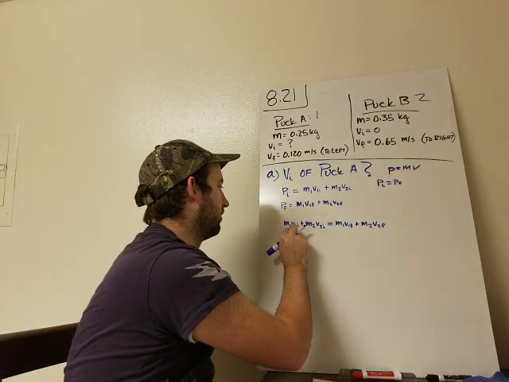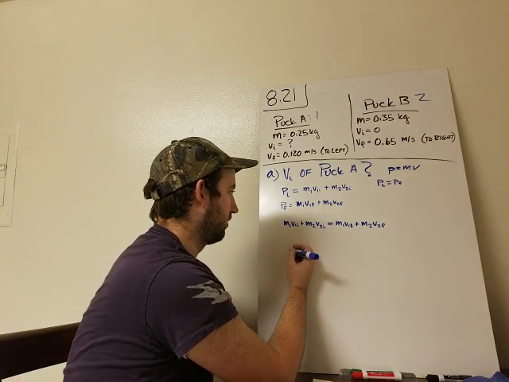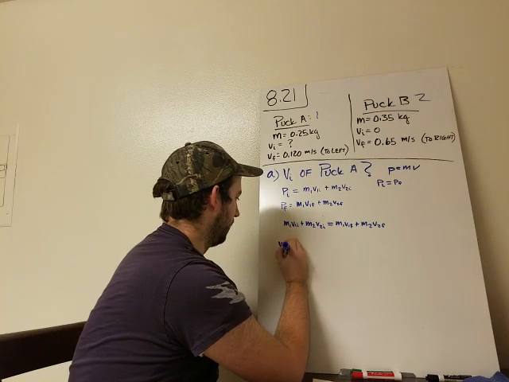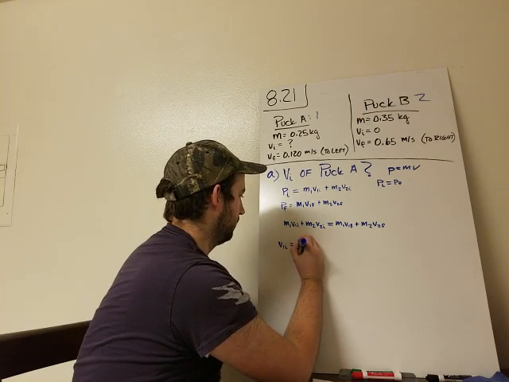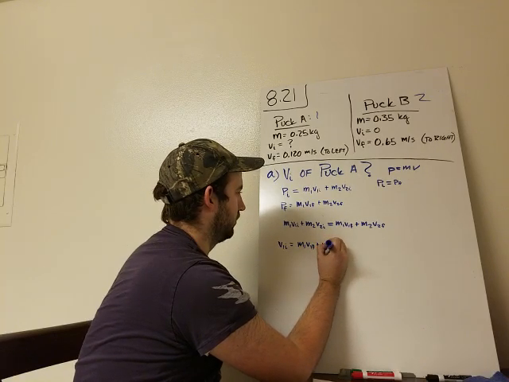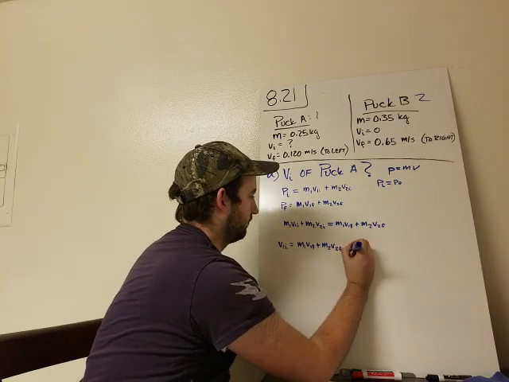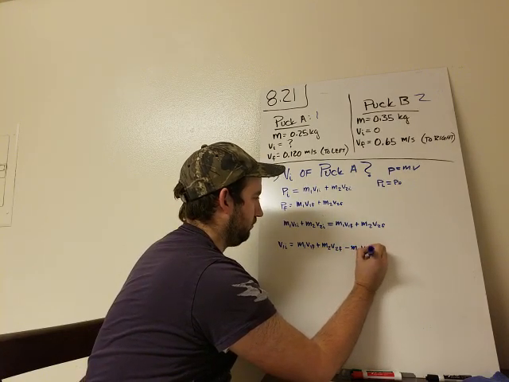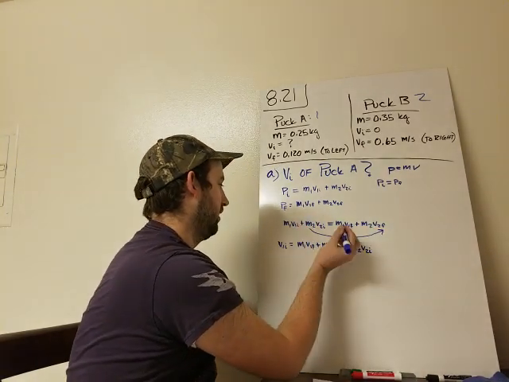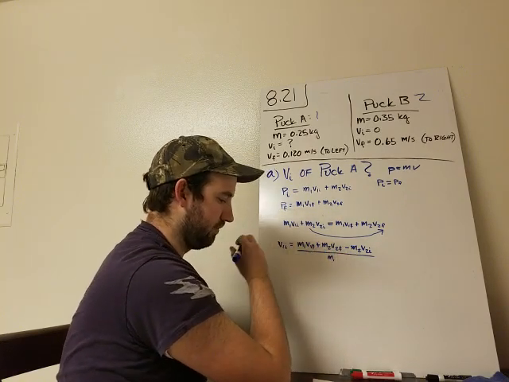And so the way we do that is we just isolate it, simple algebra. So we'll end up with V1I equals M1 V1F plus M2 V2F minus M2 V2I, right? So subtract this over and then divide both sides by M1.